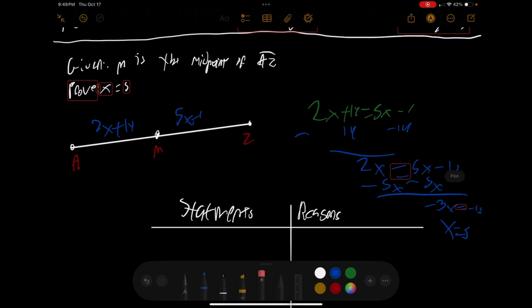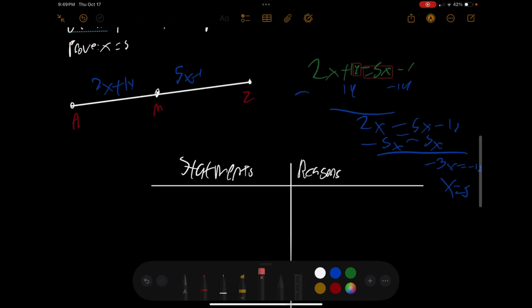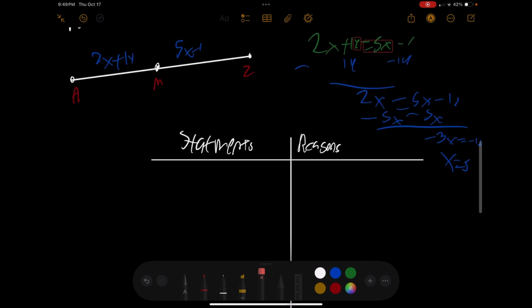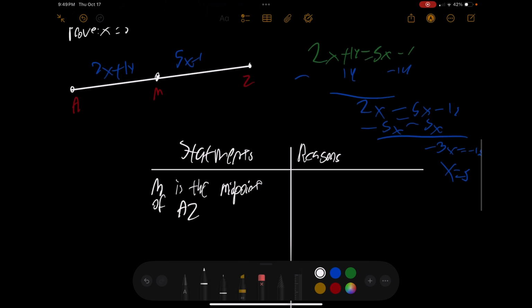So you did that. Now what you're doing is translating all of these steps you just did into here. But you also have some additions. So the first step is always given. So M is the midpoint of AZ. So now we're getting started into the actual proof, your two-column proof. So that's given. That's pretty obvious.